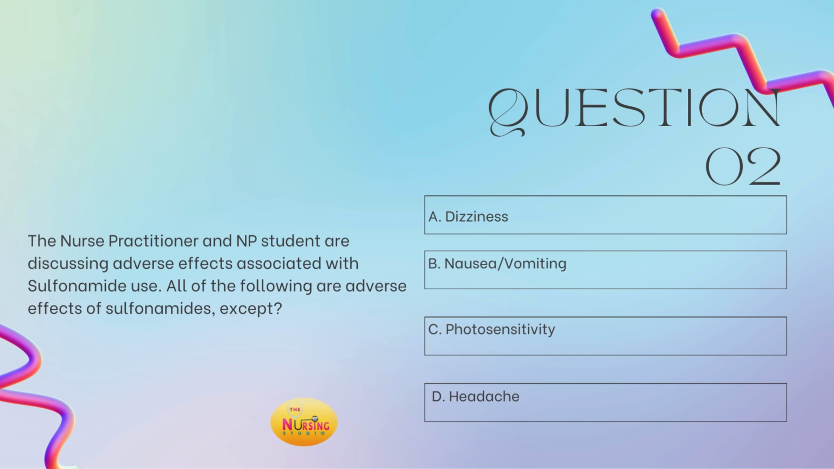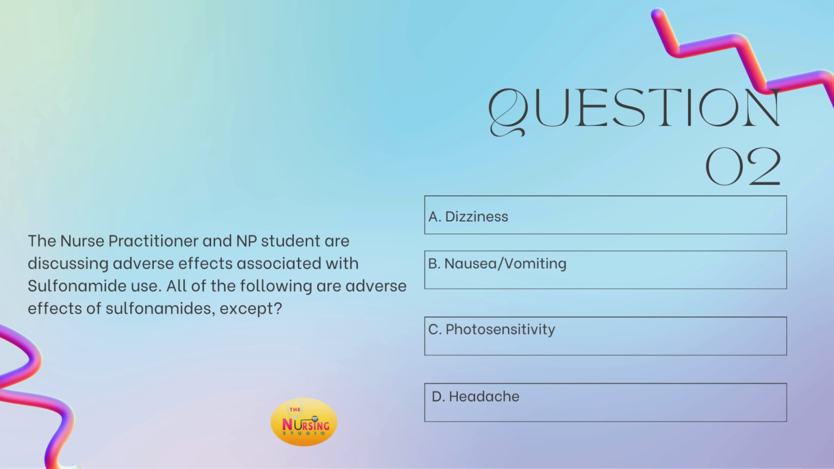The nurse practitioner and NP student are discussing adverse effects associated with sulfonamide use. All of the following are adverse effects of sulfonamides except, is it A, dizziness, B, nausea, vomiting, C, photosensitivity, or D, headache? Take a moment and tell me what you got in the comments, you guys.